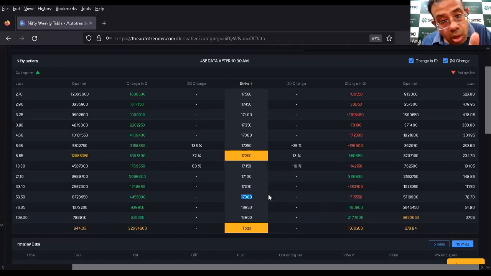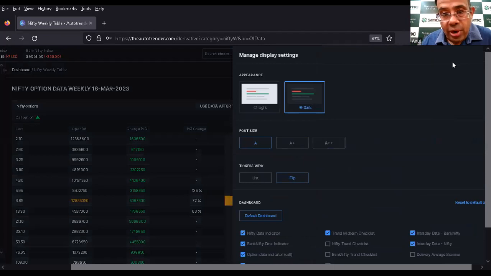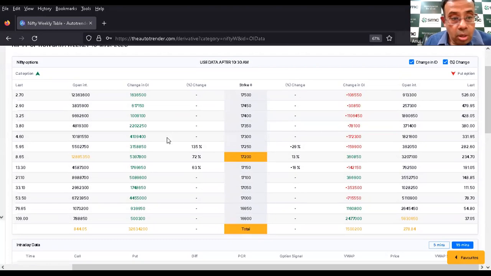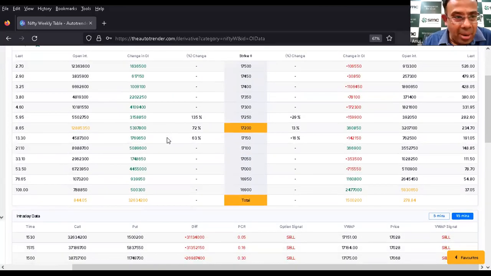Similarly, what the data suggested is that call option open interest also shifted from 17,500 to 17,300 and then to 17,200. So this is the pattern which we follow. I'll quickly change the color. Okay. So by now you must have understood why it is important to know cumulative open interest.